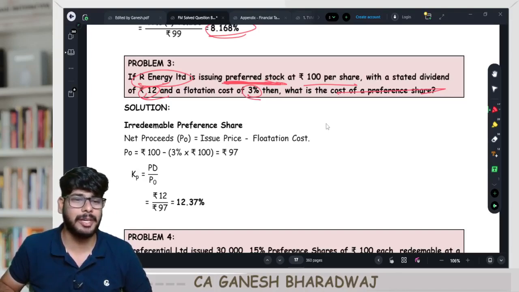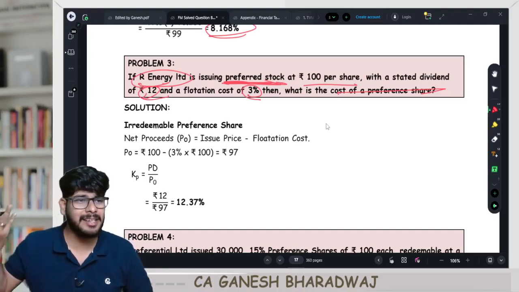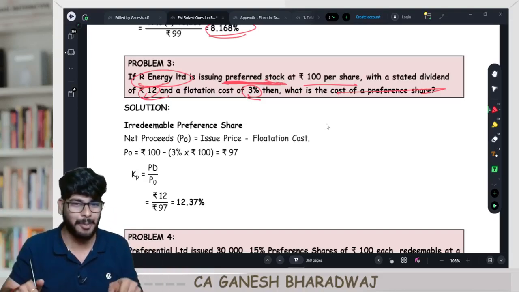Come on, guys, don't jump into the calculation. First, read the question. What is the life of the preference? Not given. Then it is what? It is irredeemable. In that case, which one? First thing you need to do is read the question. Don't jump into the question first.